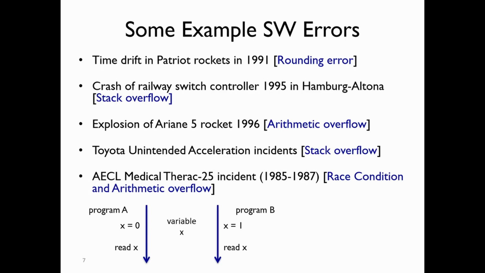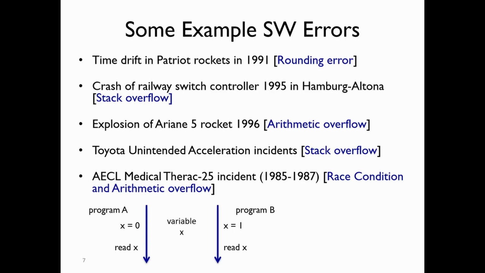The next example is the crash of a railway switch controller in 1995 in Hamburg-Altona, caused by a stack overflow. This is an example of a software exceeding its space constraints and overwriting something relevant, either code or data. Then the explosion of the Ariane 5 rocket, 1996, caused by an arithmetic overflow. Arithmetic overflows may cause quite unexpected results of calculations and correspondingly wrong reactions of computer-controlled systems, in the case given the crash of the Ariane 5 rocket.